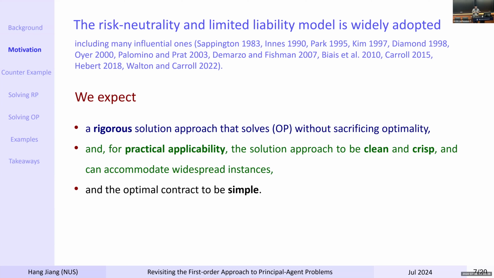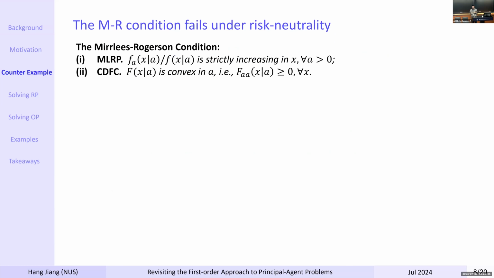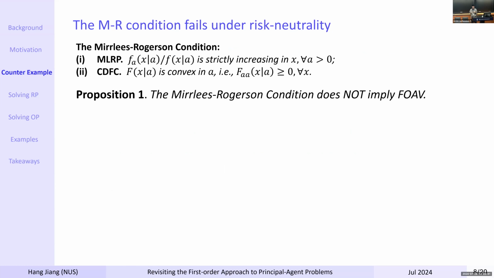So to answer our questions and to give our solution approach, we start by providing a counterexample to show that the answer to the first question is actually no. That is, the Mirrlees-Rogerson condition does not imply the first order approach is valid under a risk neutral setting. Now here is the Mirrlees-Rogerson condition. It's widely used and it's the most celebrated condition that justifies FOA.